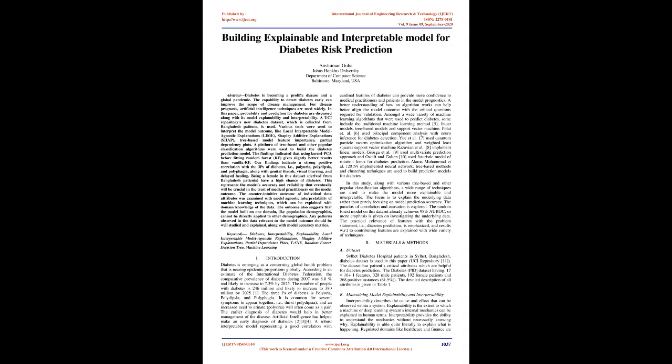Abstract: Diabetes is becoming a prolific disease and a global pandemic. The capability to detect diabetes early can improve the scope of disease management. For disease prognosis, artificial intelligence techniques are used widely. In this paper, probability and prediction for diabetes are discussed along with its model explainability and interpretability. A UCI repository's new diabetes dataset, which is collected from Bangladesh patients, is used.